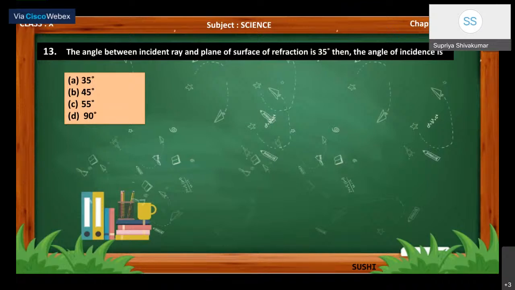You're not audible, students. Can you please be louder? Option C. What is the right answer? Yes, option C. Yes, very good, students. Option C, it is 55 degrees.